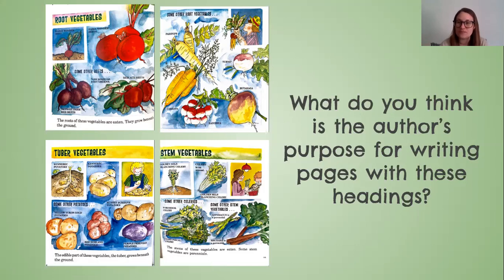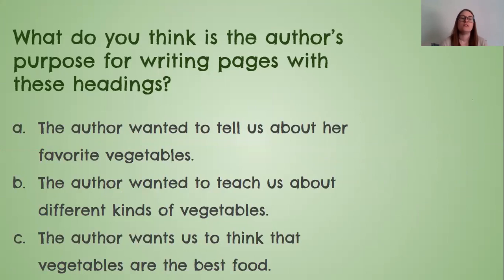What is the point? When we're thinking about these pages that the author is sharing with us, full of beautiful illustrations, talking about different vegetable types, what's the point? What's the purpose or the meaning for writing about this? Do you think the purpose for writing the pages with those headings is A, the author wanted to tell us about her favorite vegetables, B, the author wanted to teach us about different kinds of vegetables, or C, the author wants us to think that vegetables are the best food? Think in your brain. Get your answer.